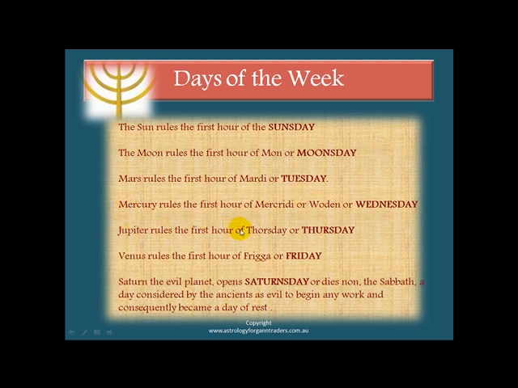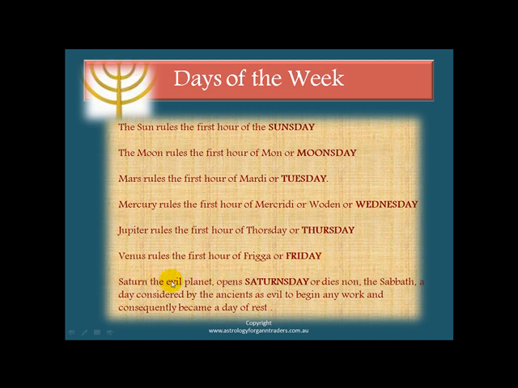Jupiter rules the first hour of Thursday. And in Italian, it's Giovedì, and we get that Jove sound in it. Venus rules the first hour of Friga, or Friday. In Italian, we actually call Friday Venerdì, which comes from Venus.